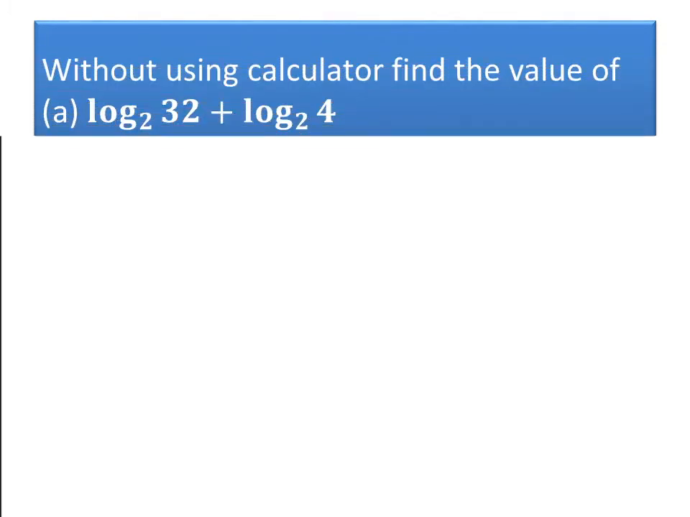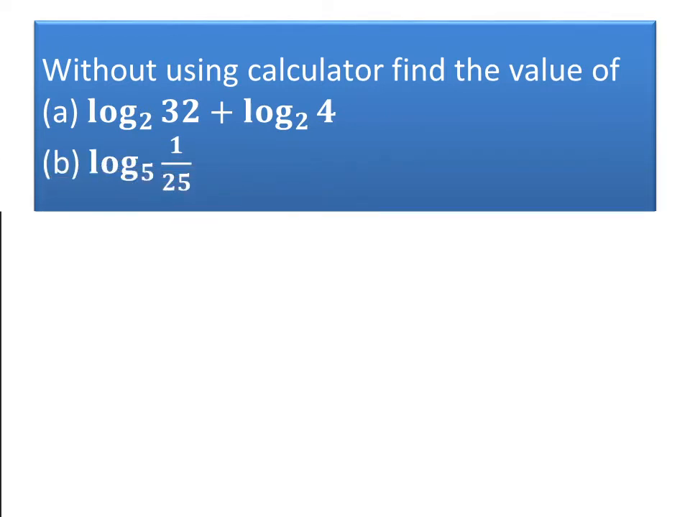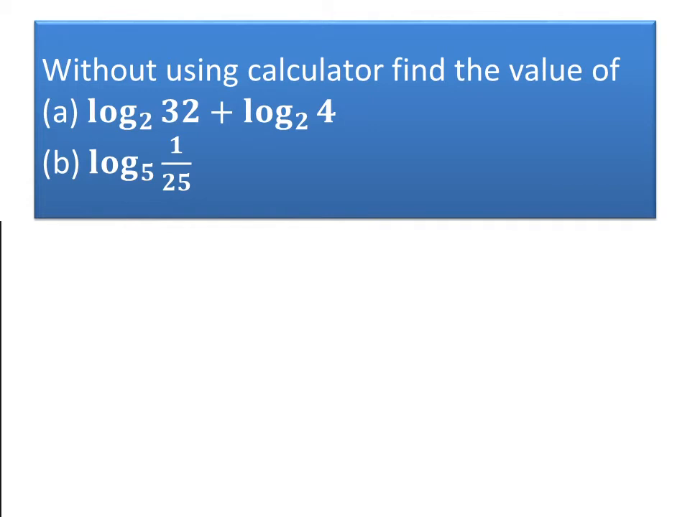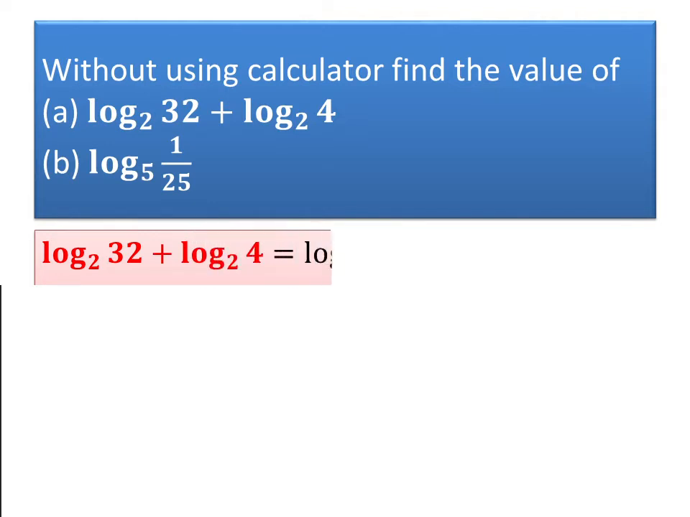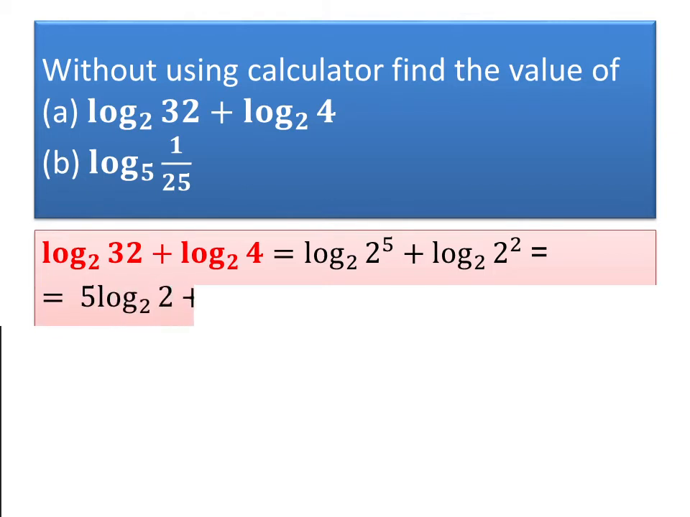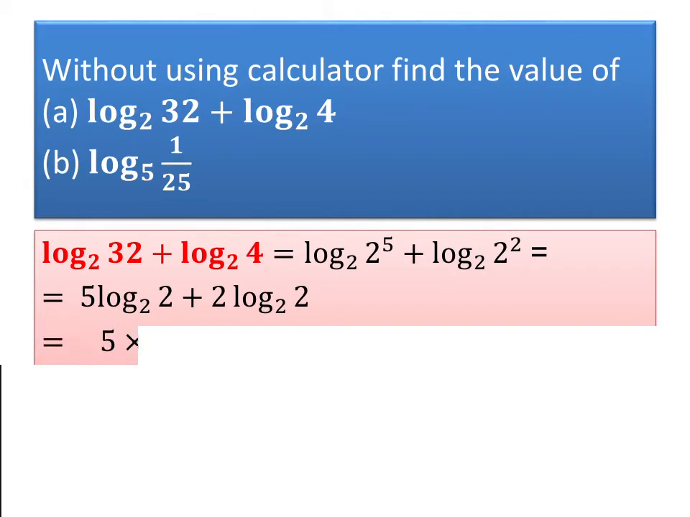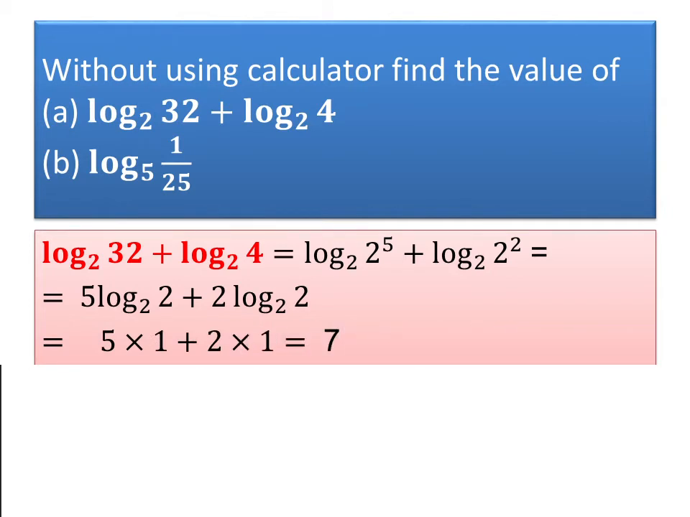Example, without using a calculator, find the value of a, log 32 to the base 2 plus log 4 to the base 2. We know that 32 is 2 power 5, so we replace 32 by 2 power 5. We have log 2 power 5 to the base 2, and we replace 4 by 2 squared, so we have log 2 squared to the base 2. Now we apply the properties of logarithms and we put the exponents down, so we have 5 log 2 base 2 plus 2 log 2 base 2. Here we have log 2 base 2 means 1. So I have 5 times 1 plus 2 times 1, this is 7.